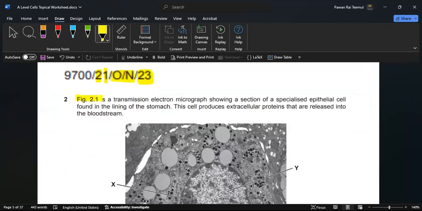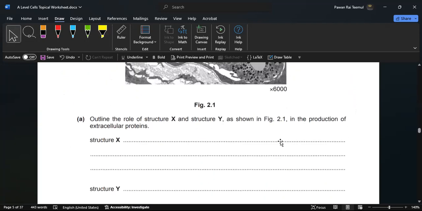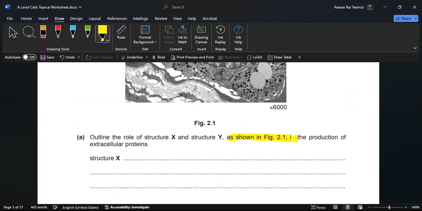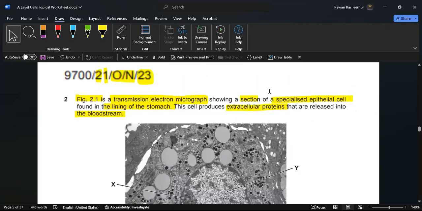Figure 2.1 is a transmission electron micrograph, a TEM, showing a section of a specialized epithelial cell found in the lining of the stomach, and this cell produces extracellular proteins that are released into the bloodstream. Outline the role of structure X and structure Y shown in the figure in the production of extracellular proteins. What is this picture again? A section of an epithelial cell. So this is a cell. Thank you for confirming that.